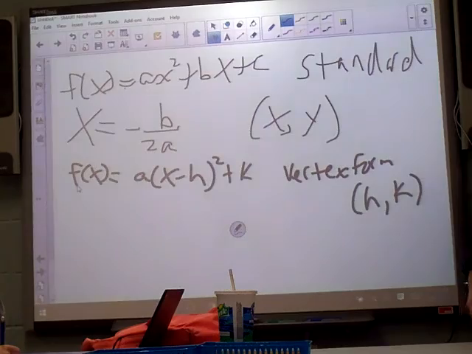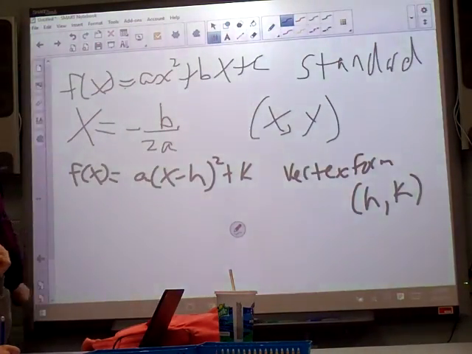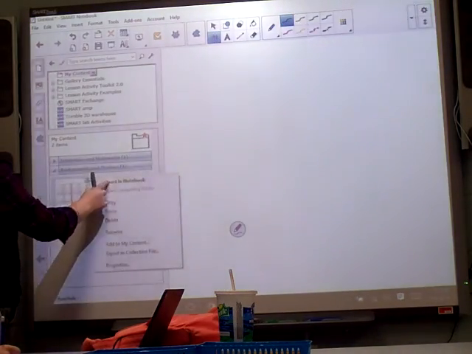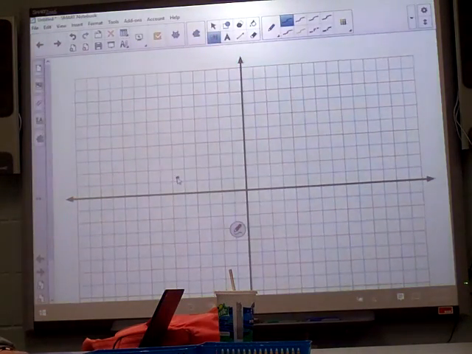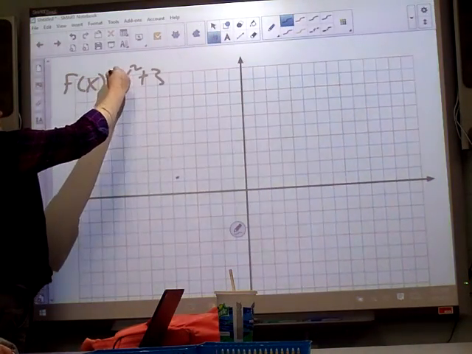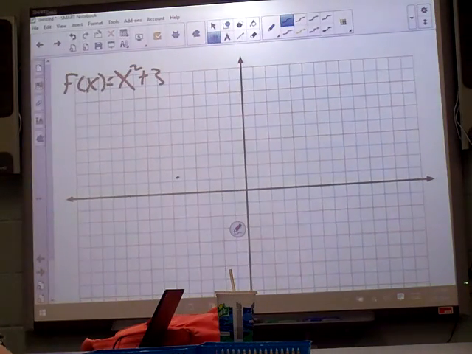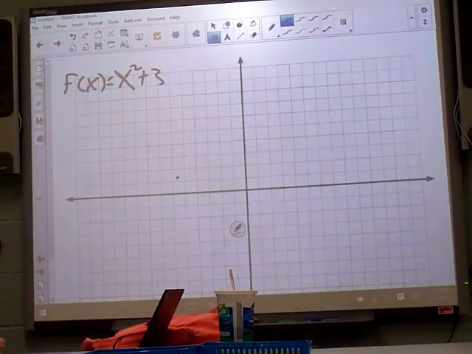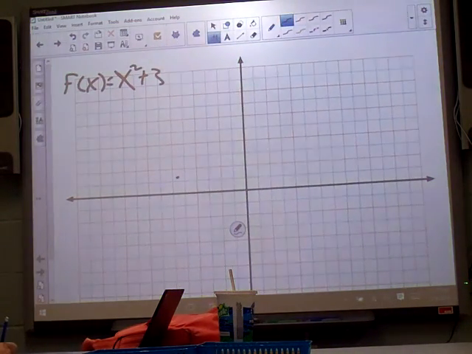Got those down, ready to do some graphing and use this stuff? This says f of x equals x squared plus 3. We're going to cover 5 things with this. We're going to graph it, uno. We're going to tell the vertex, dos. We're going to tell the axis of symmetry, tres. We're going to tell the domain, quattro. And we're going to tell the range, 5. All 5 things will be covered on this.